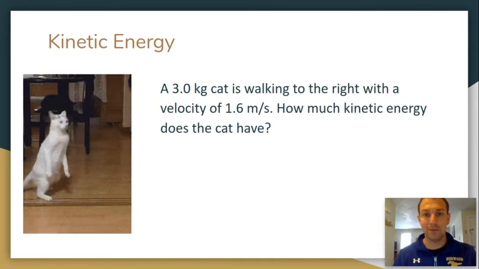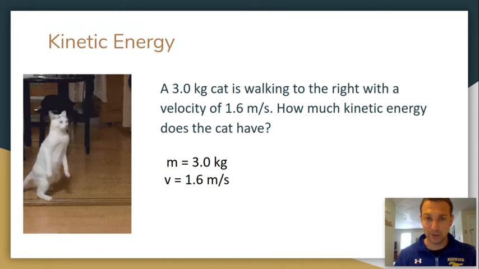Let's do a practice problem with kinetic energy. Let's say that you have a 3.0 kilogram cat walking to the right with a velocity of 1.6 meters per second. How much kinetic energy does the cat have? Well, the mass of the cat was 3.0 kilograms. The velocity of the cat was 1.6 meters per second.